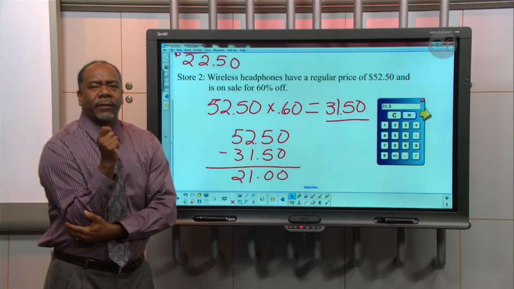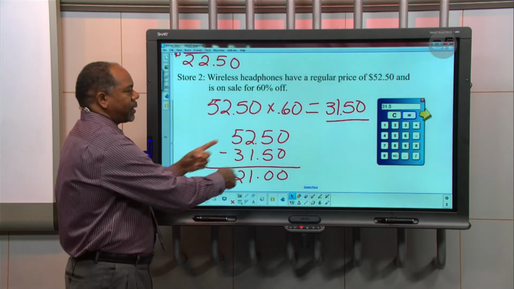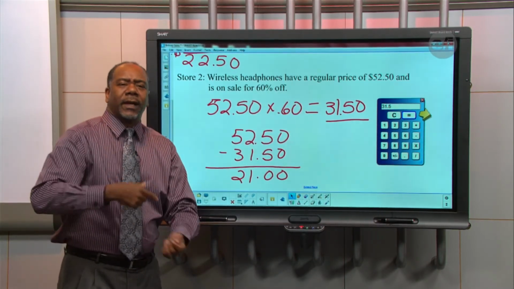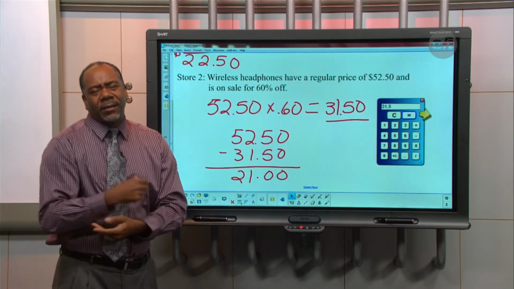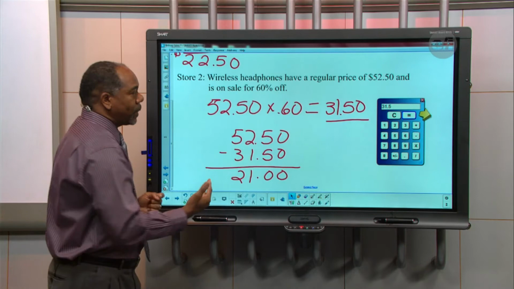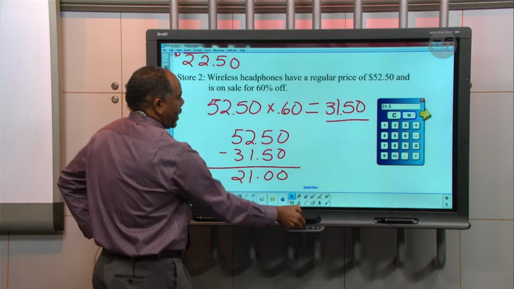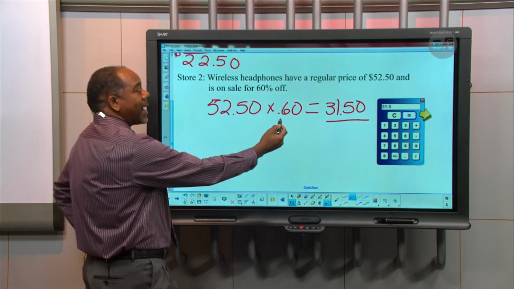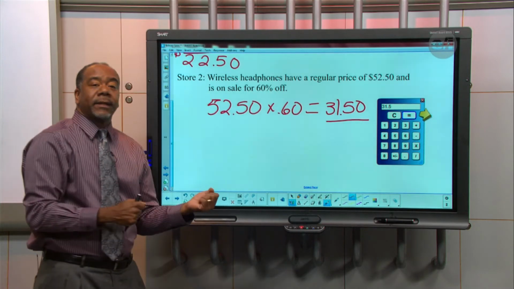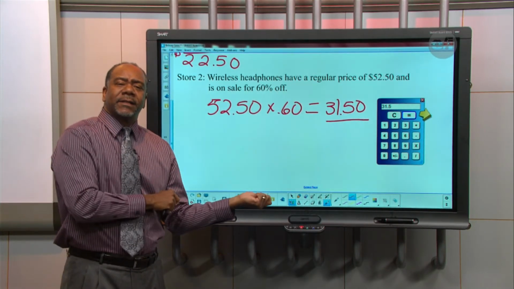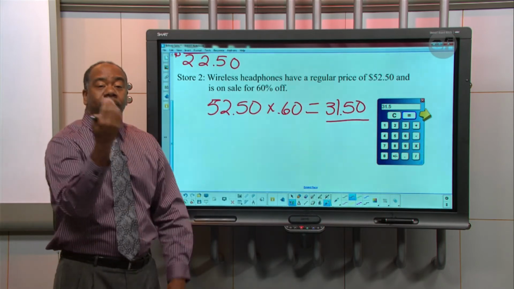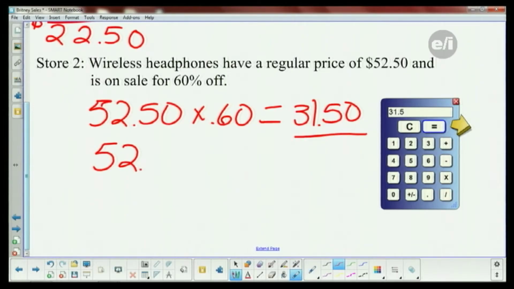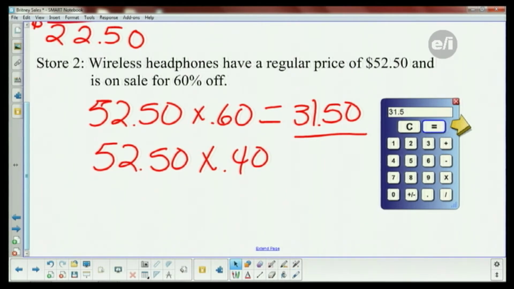But I'm going to show you another way. If you're doing this in school and you're saying, I don't want to do two multiplications and a subtraction, is there a better way? I don't know if it's a better way, but it's a shorter way. Instead of multiplying by 60% and then subtracting, what's left out of 100? If I'm taking 60% off, that means I have 40% left. If I just multiply this by 40%, that should give us the same price. We'll just punch that in and see what we get.